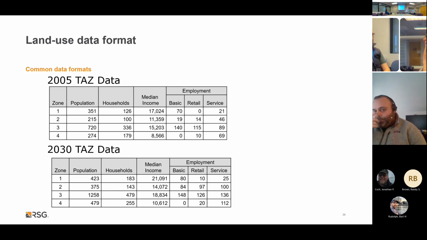So basic employment essentially is manufacturing or basic sector employers. Those are employers that create other jobs, other retail and service employment. So as basic sector jobs increase, non-basic jobs in retail and service increase. As basic sector employment decreases, that will also result in a decrease of retail and service employment. That concept of basic and non-basic employment is really standard in travel demand modeling in the forecasting process. So this shows what a common data format might look like in travel demand modeling at the zonal level of the data that we code into it.